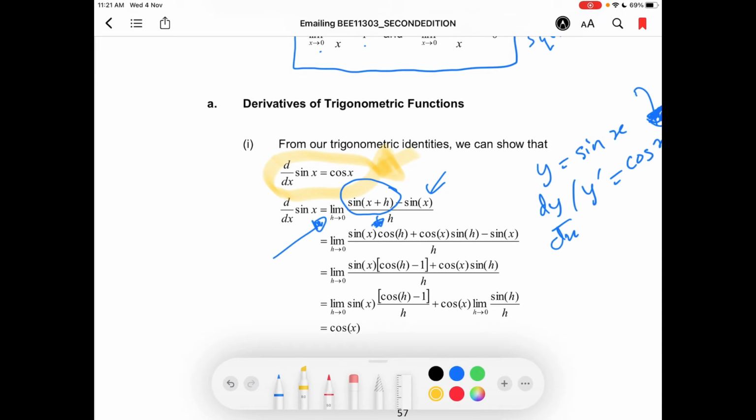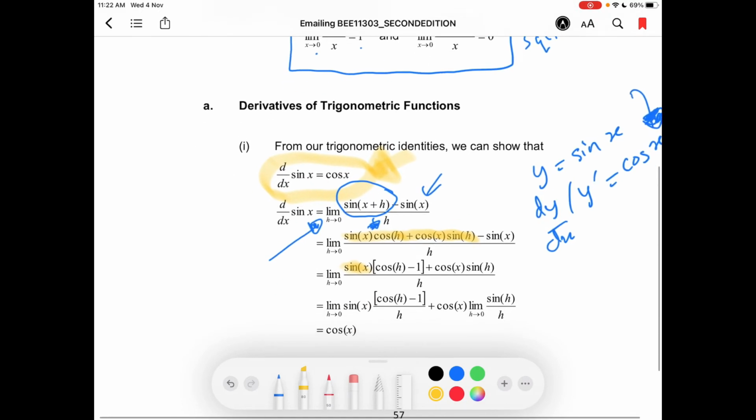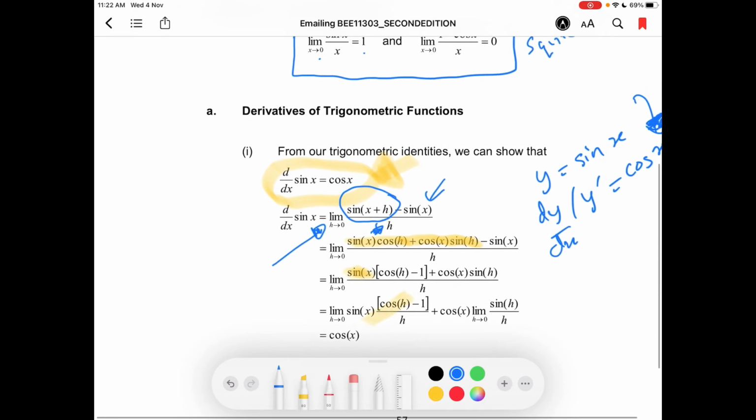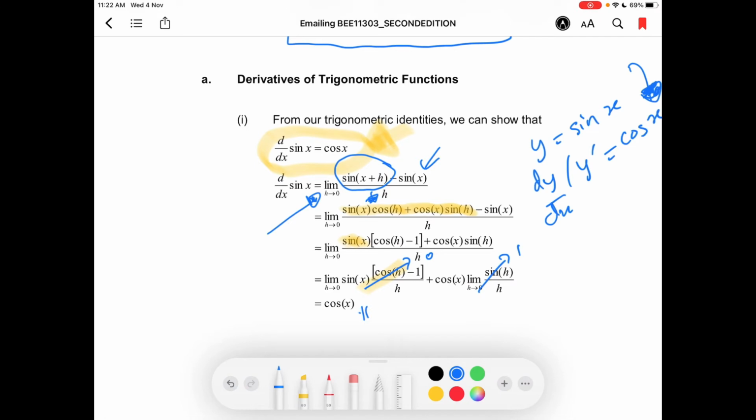So it is actually from the trigonometry identity up to this. Then we can factorize sine x. From here you can apply the squeeze theorem. If you apply the squeeze theorem, on this part you'll get 0, and this part you will get 1, so that is why you will get cos x. So this is how we obtain cos x as the answer for differentiating sine x.